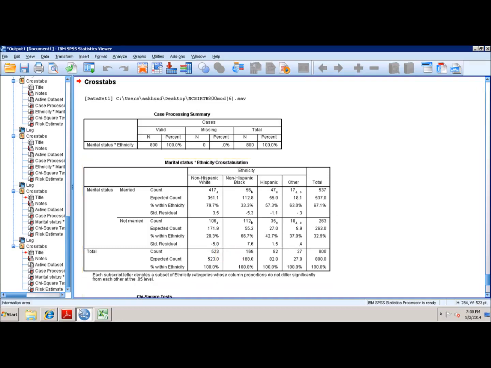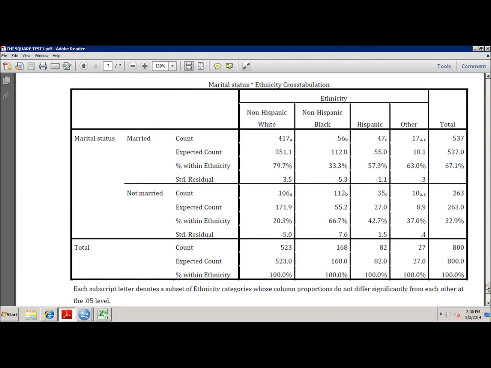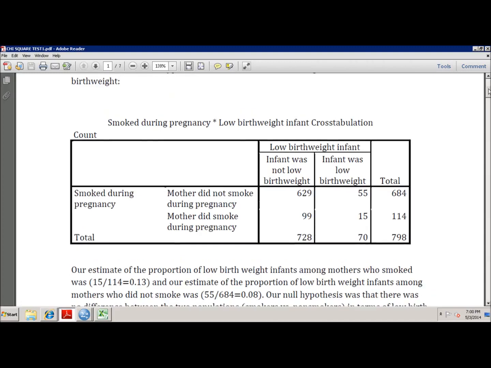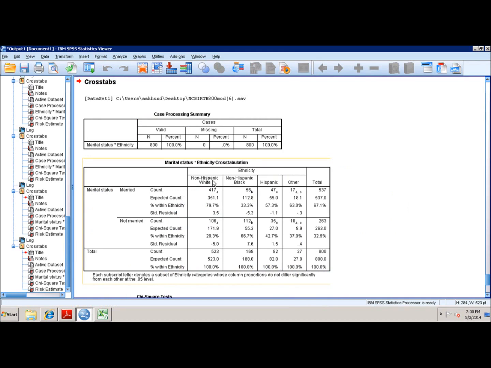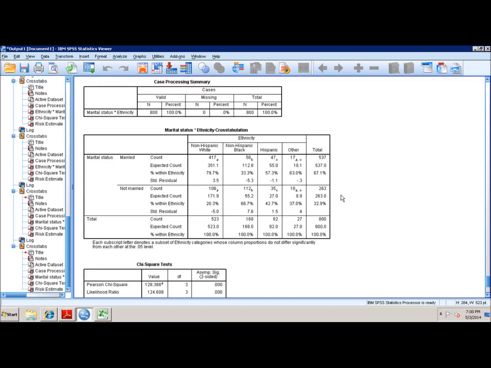So what we will do now is, remember in the beginning of the lab, we did a test of proportions. We were testing proportion of low birth weight in mothers who smoked versus not. That's exactly what we're doing here for every possible pair. We're comparing the proportion of married, and we're doing a pairwise test for every pair here. Now the way to interpret this table, you would look for matching subscripts. So if you notice here, you see these little subscripts, these little letters C, A, C, B, A, etc.